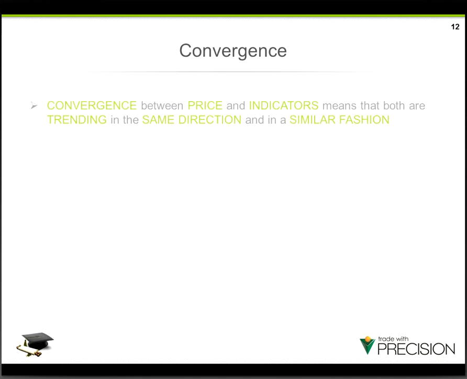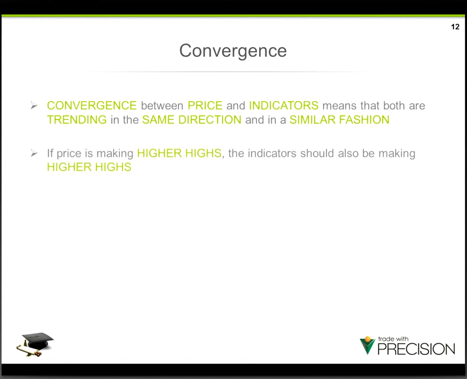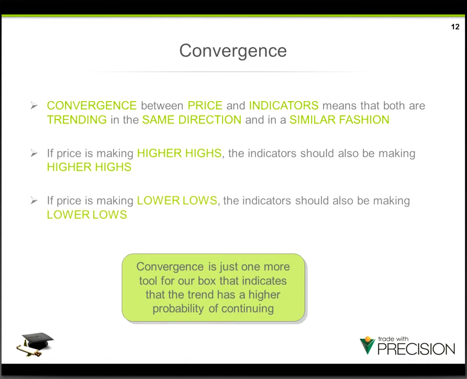Let's go ahead and spend some time on this idea of convergence that I've been talking about. Convergence between price and the indicators means that both are trending in the same direction and in a similar fashion, making higher highs and higher lows, or the opposite for a downtrend. If we compare the highs in price along with the highs on the indicators, both should be doing the same thing, making higher highs for an uptrend. If price is making lower lows, then the indicators should be making lower lows as well. Comparing the swing lows in price with the swing lows on the indicators, both should be doing the same thing for a downtrending chart.